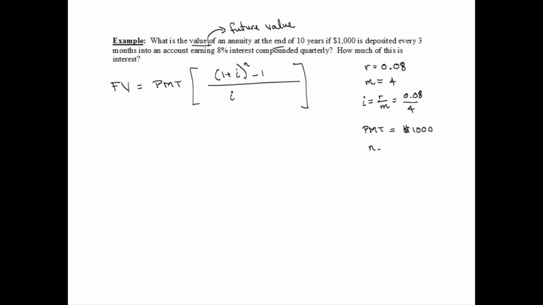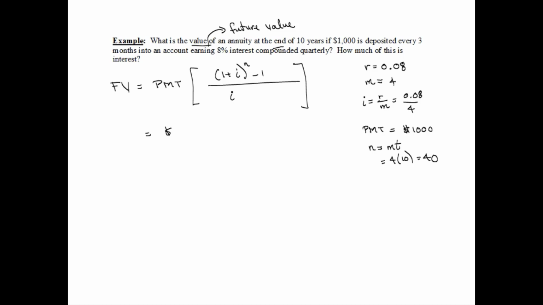Actually, we need N, which is MT, the total number of payments, which will be the same as the total number of compounding periods since they match. Notice we are compounded quarterly. We are depositing money every 3 months. Every 3 months is 1 quarter, so those match. So we have 4 per year times 10 years, which is 40.